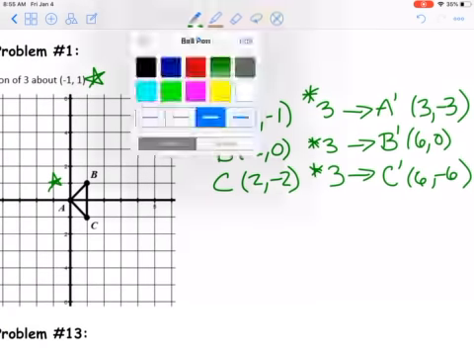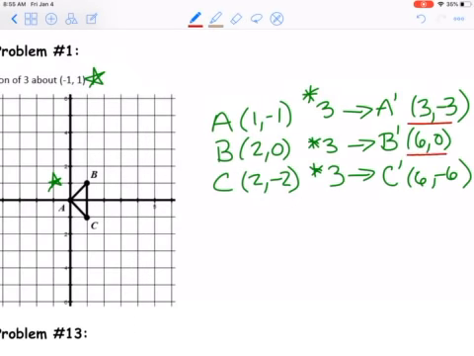When I go to graph those, I do need to be graphing them from that star again. So A would be over 3, down 3. So that's A prime. And I mark it with that little apostrophe. B prime is over 6. And C prime is going to be over 6, down 6. Should be getting bigger. And look at that, it does.